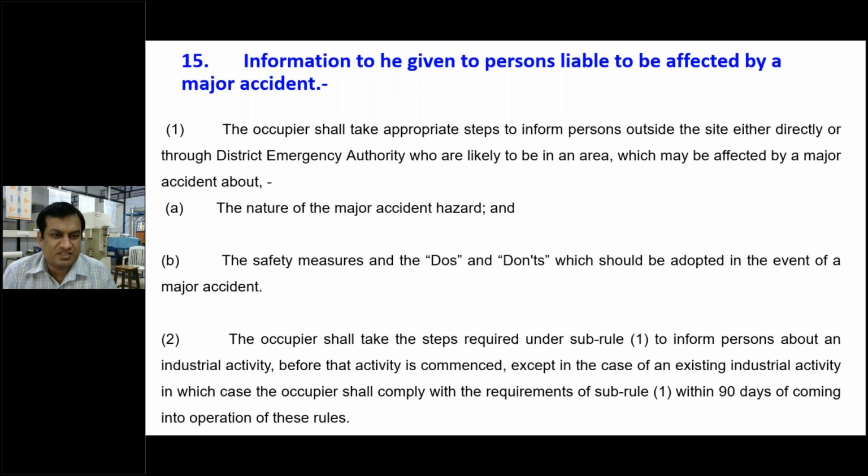So whatever the nature of this major accident hazard, that should be informed to the concerned person, and also the safety measures and especially the do's and don'ts which should be adopted in the event of major accidents. The occupier shall take the steps required under sub-rule 1 to inform persons about the industrial activity before that activity is commenced, except in the case of existing industrial activity, in which case the occupier shall comply with the requirements of sub-rule 1 within 90 days of coming into operation of these rules.